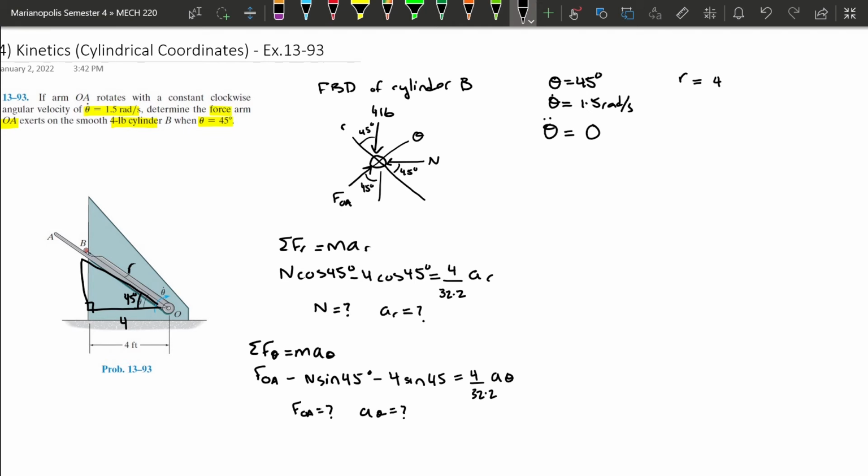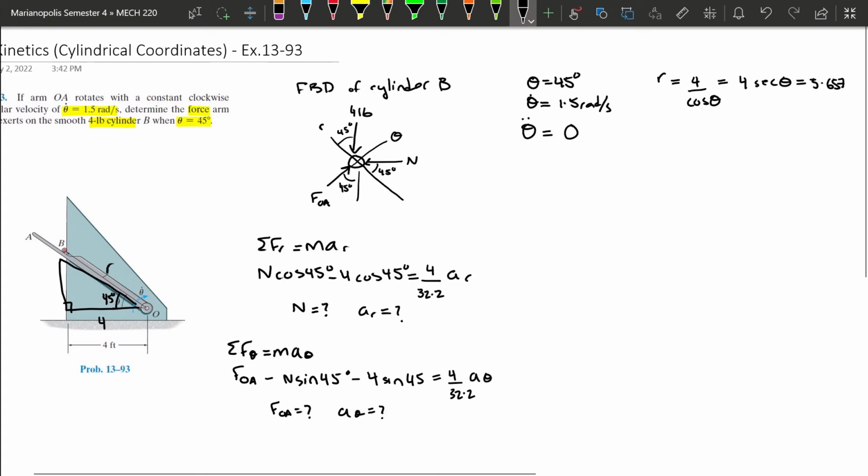So I can get that R is going to be, doing SOHCAHTOA, 4 over cos theta. And I'm going to rewrite that as 4 secant theta. You'll see why in a second. And evaluating that at 45 degrees, I have 5.657 feet.